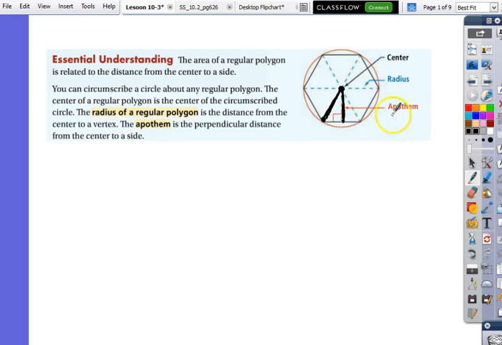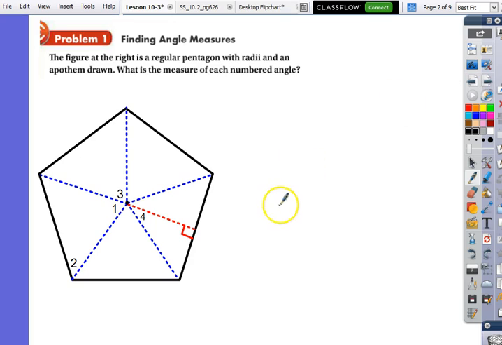All right, so make sure you know how to identify a radius in a polygon, and make sure you know how to identify the apothem. The other thing we're going to be doing is coming up with some techniques to solve all the angle measures inside a regular figure.